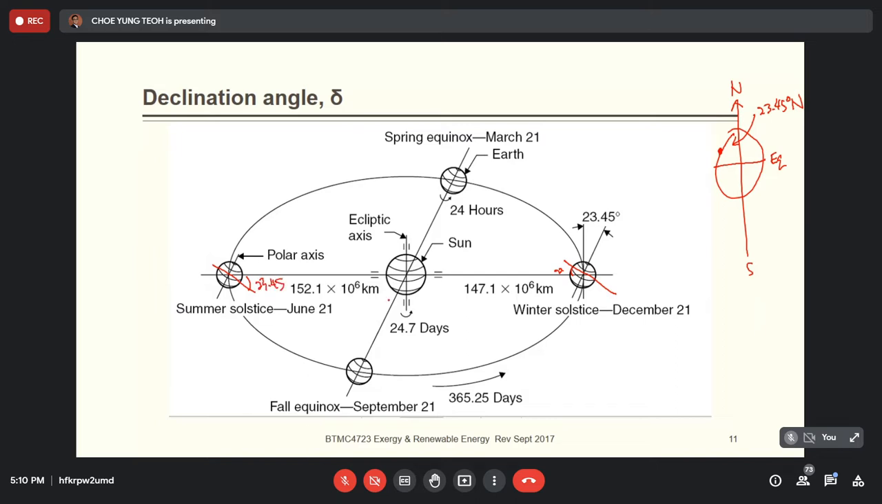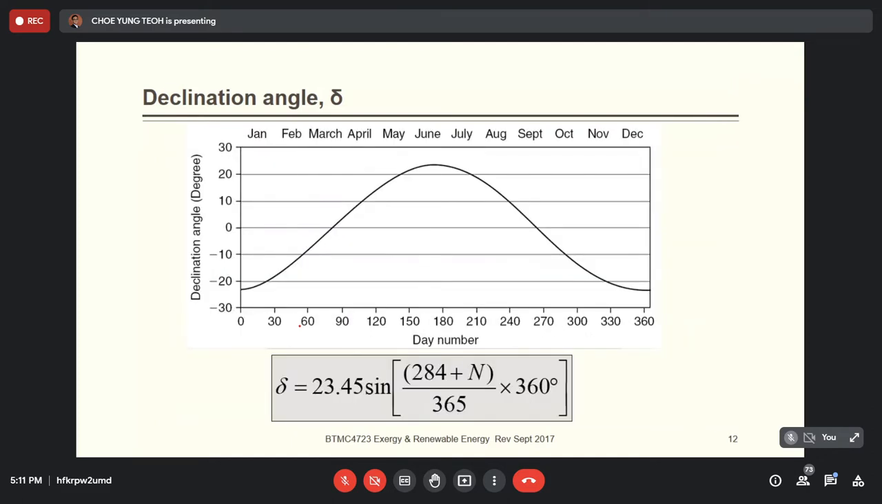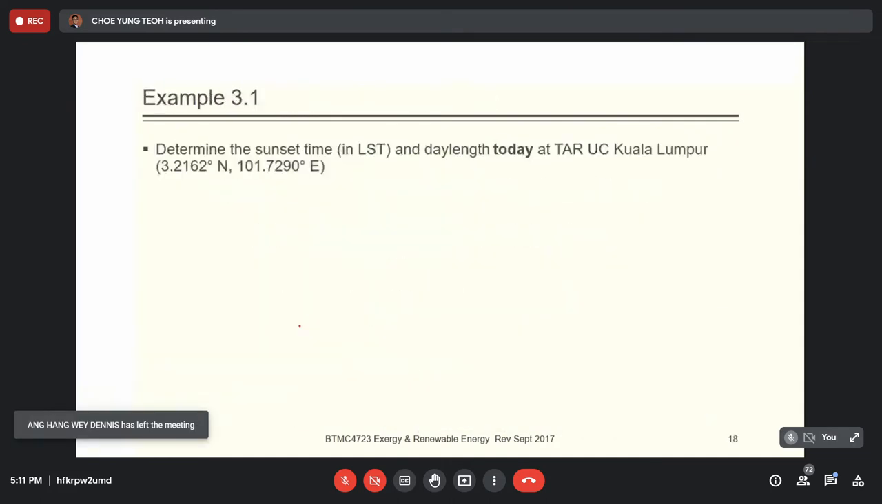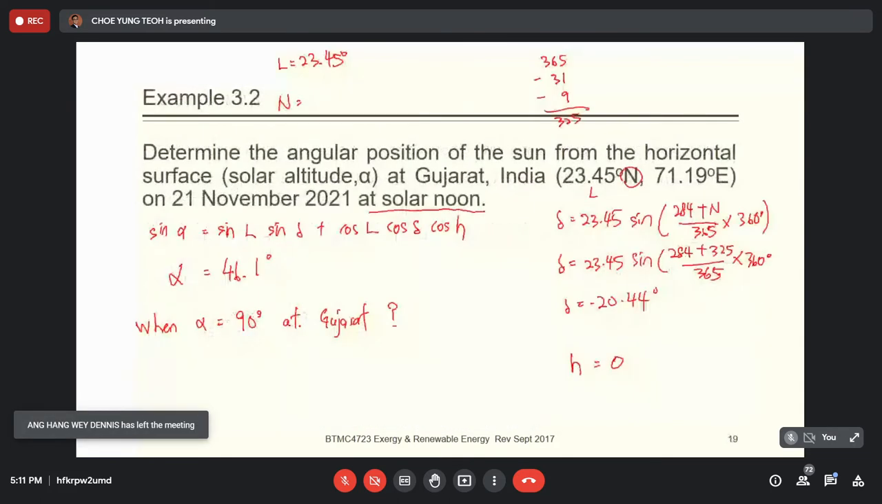So it means that on June 21st, the sunlight will hit exactly on the location where the latitude is 23.45, which is Gujarat. So on that day, we only have alpha equal to 90 degrees at solar noon, 21st of June. Okay, so maybe we can do the calculation back, for the 21st of June.